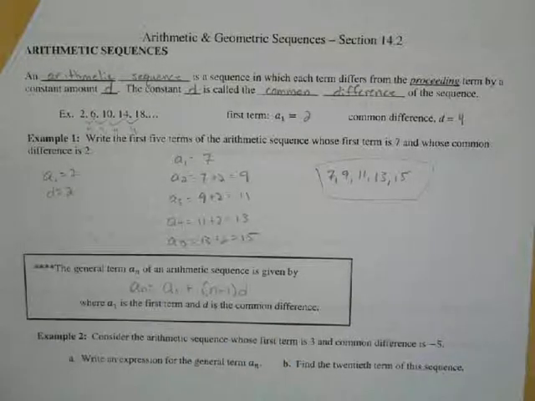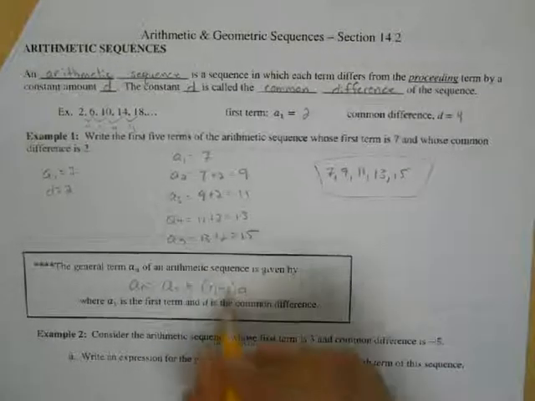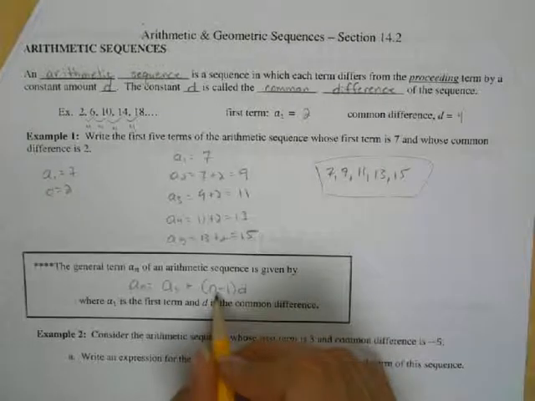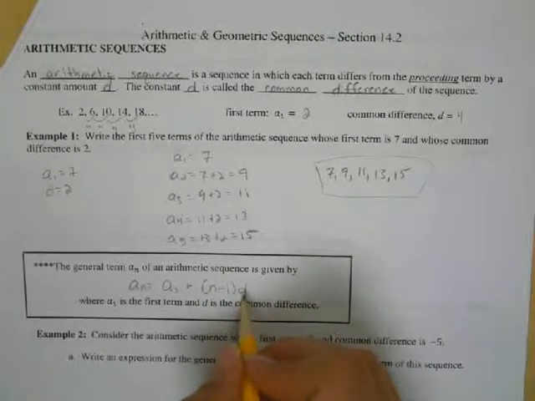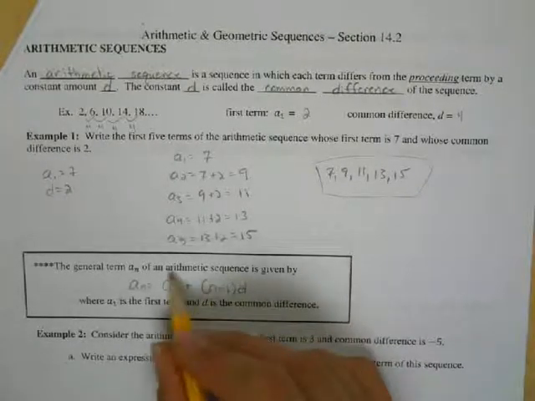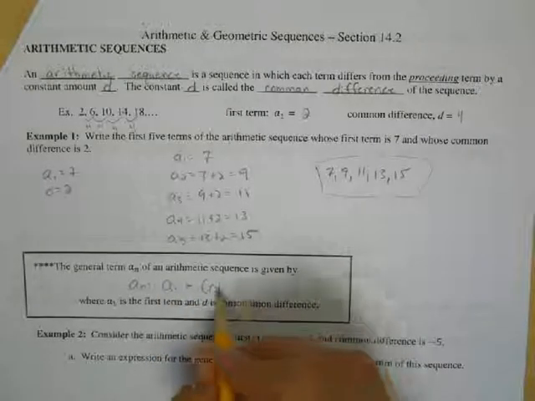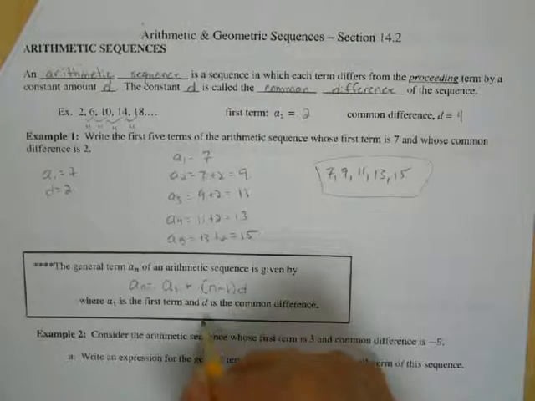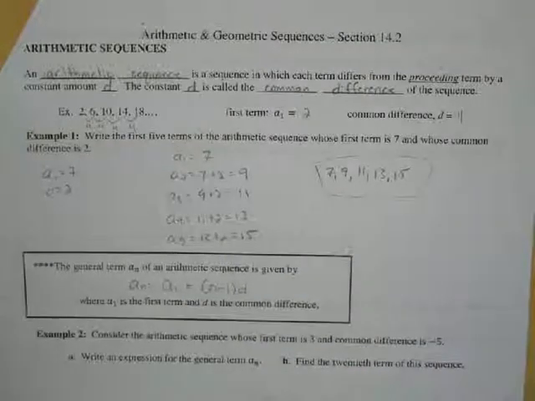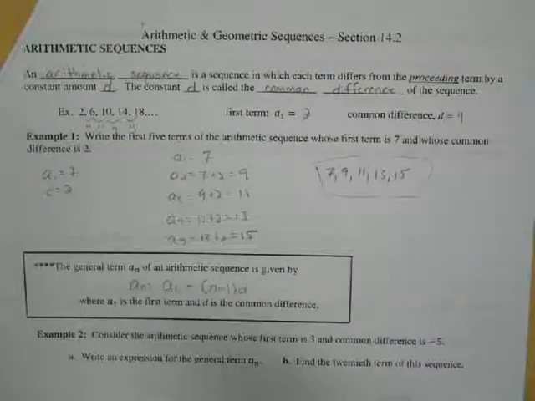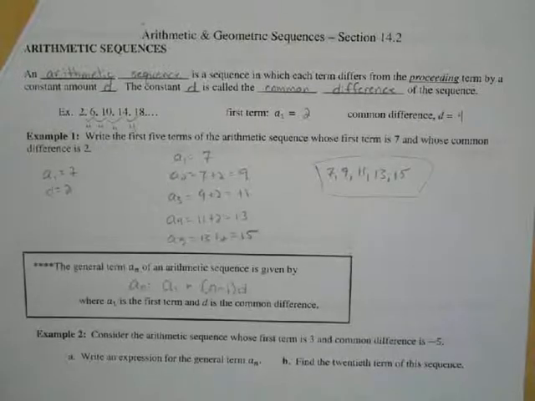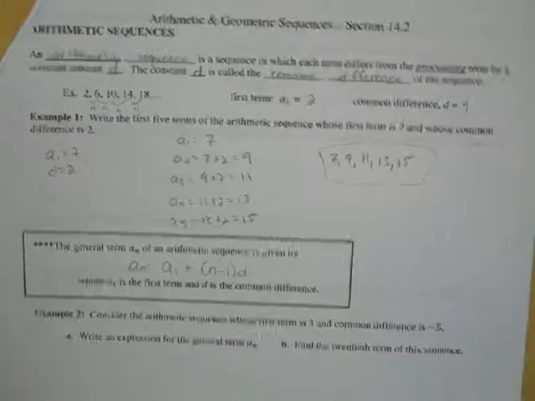Okay, so the n minus 1 happens because when you go to do the difference, we don't want to add anything to the first one, so we subtract, so we get 0, so we don't add anything to the first one. And then after that, it'll add one set of the common difference, 2, 3, 4, and so on and so forth. Okay, so let's take a look at one of these.